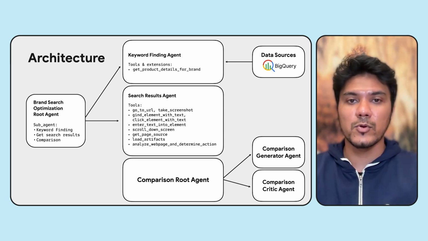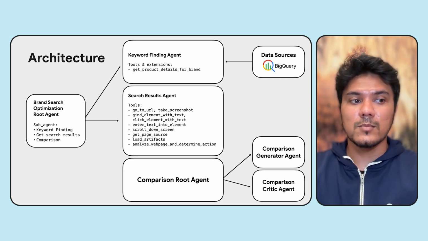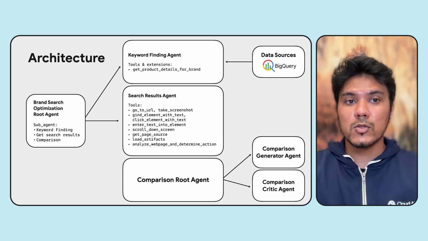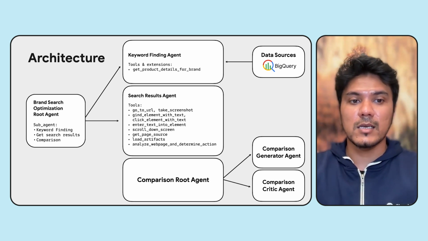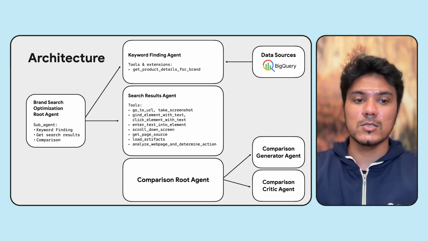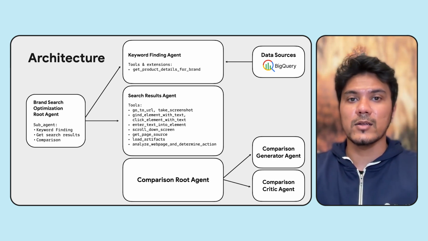If you want a more complex keyword finding agent, you can replace this sub agent with something more complex. It also increases the robustness and flexibility of your overall system. So web browsing is divided, keyword finding is in its own sub agent, and comparison is also a sub agent with its output as a report.